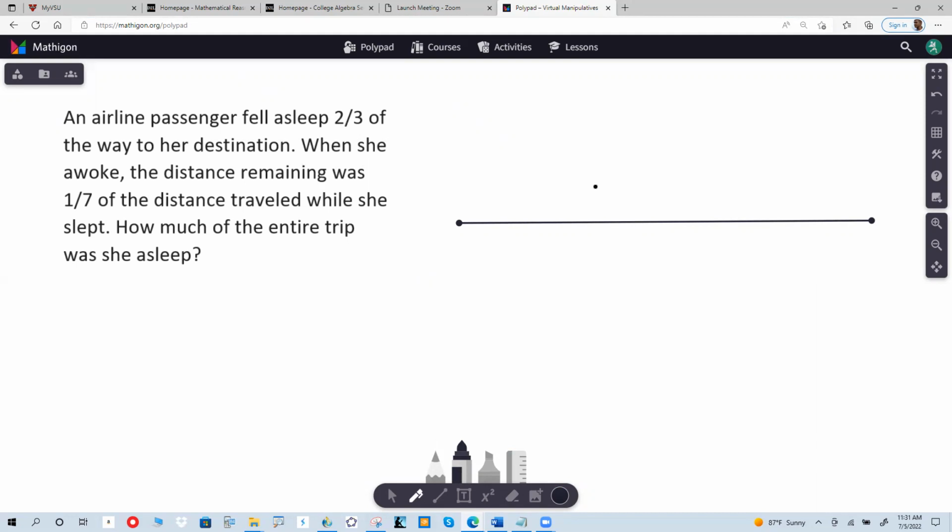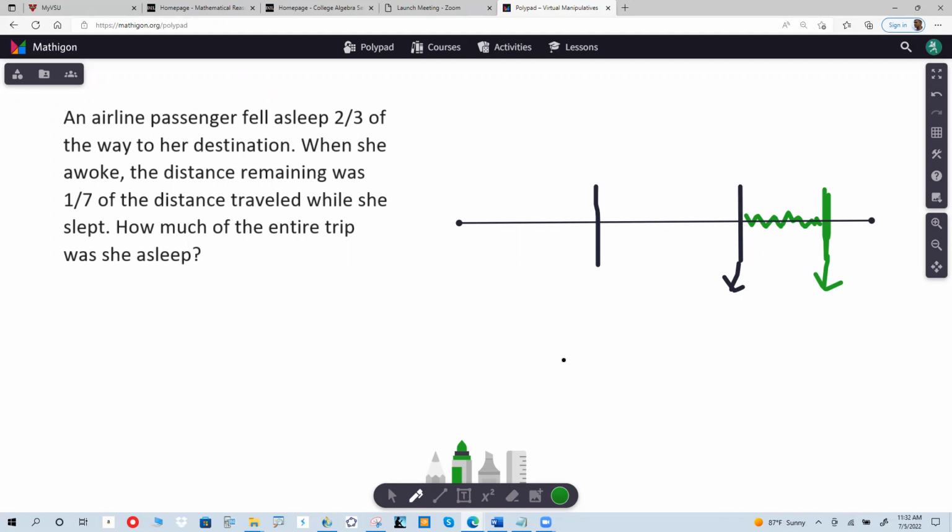So this is 1/3, 1/3. This is where she falls asleep. She wakes up somewhere here. This is where she's asleep. These 2 points are very important. The green line represents where she wakes up, and the second black line right here represents where she fell asleep.